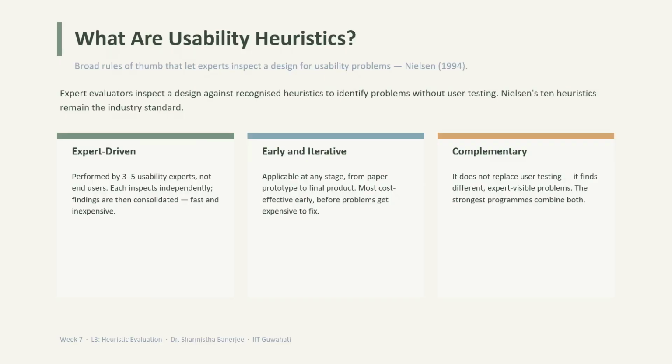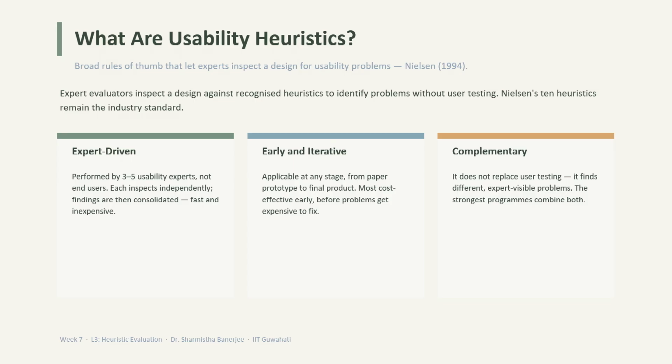So what are these usability heuristics? What are expert evaluators supposed to do? They are supposed to inspect a design against certain recognized heuristics. Basically these heuristics are guiding principles which help you to identify problems without actual user testing. When I say actual user testing, it implies testing with real users. Nielsen's 10 heuristics remain the industry standard for doing this.